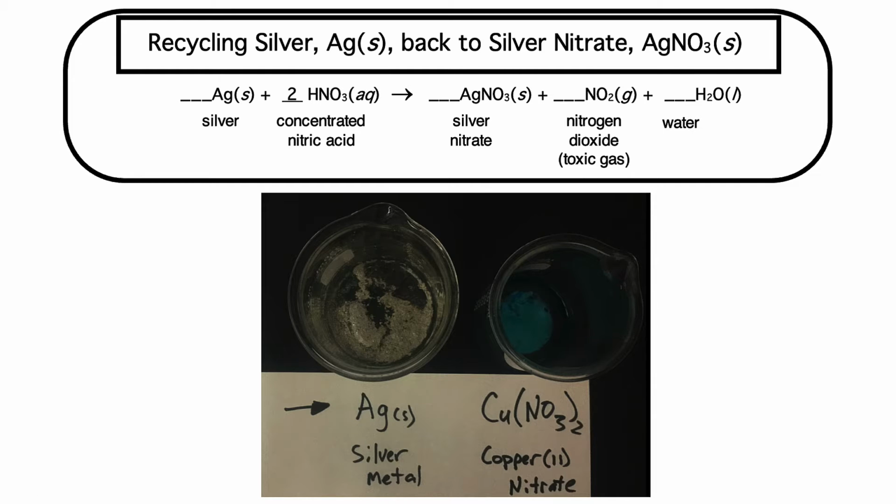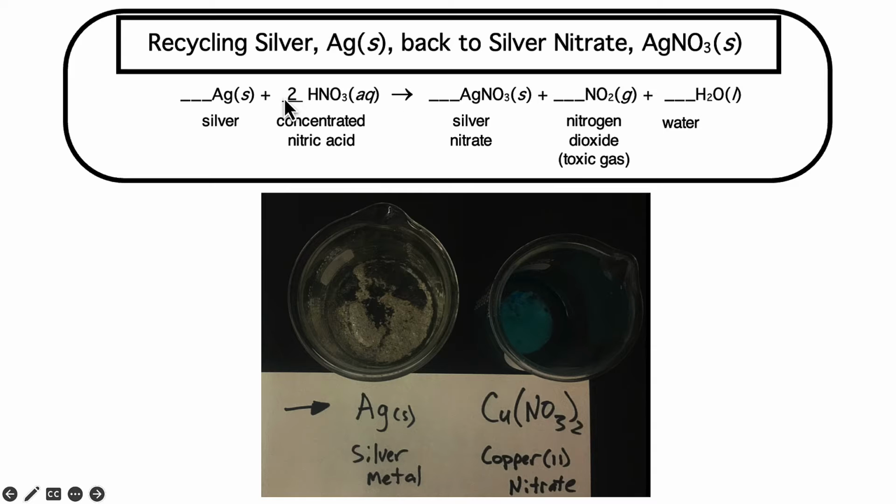To do that, we are going to complete this chemical reaction right here. We're going to react the silver with concentrated nitric acid. That's going to get us our silver nitrate back. It's also going to produce some nitrogen dioxide gas and some water. You can see that we need to balance this equation.